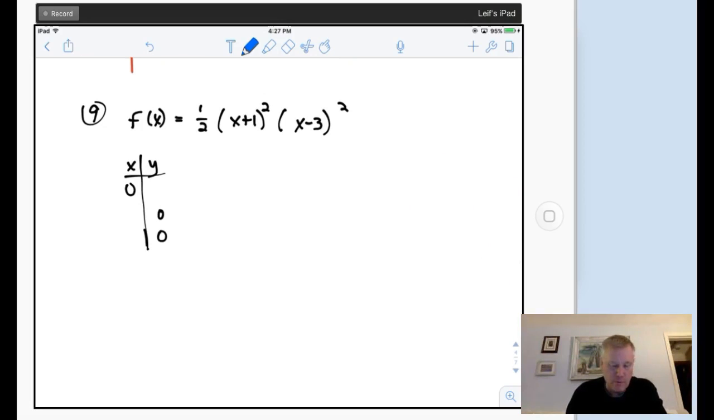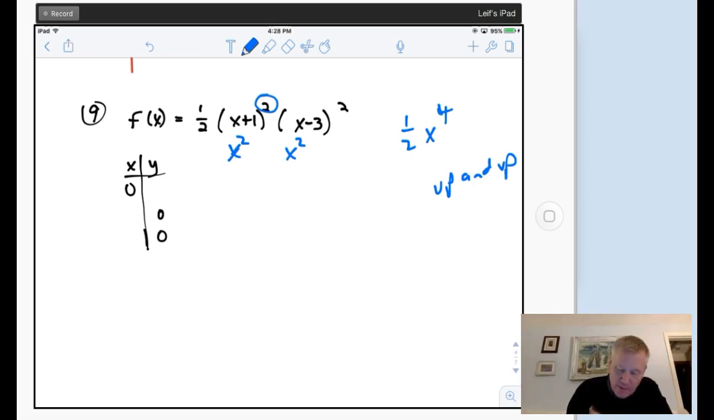So this one, if I was to multiply that out, I'd get x squared, and x squared would give me x to the fourth, okay? If I took this 2, multiply that out, you get x squared. This one will be an x squared, and then I'll multiply them together and you get x to the fourth. My leading coefficient will be a 1/2. Okay, so this means my end behavior is going to be up and up. Okay, a is positive, and the exponent's even.